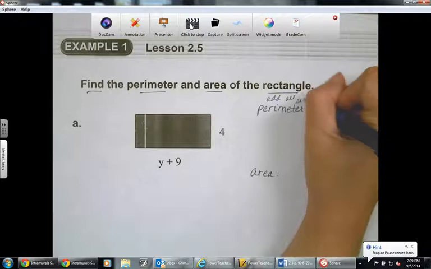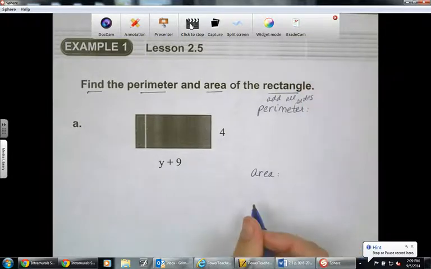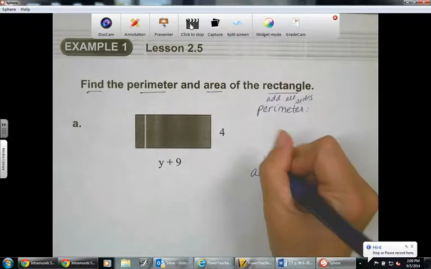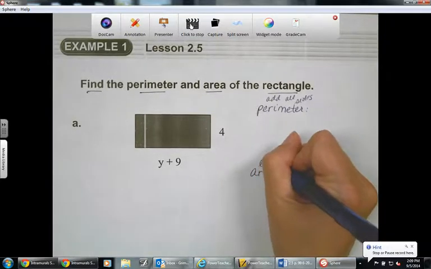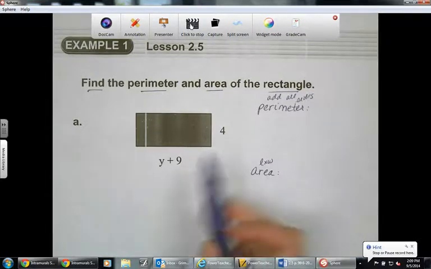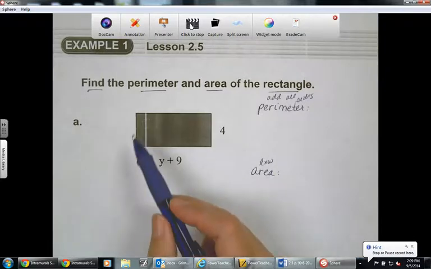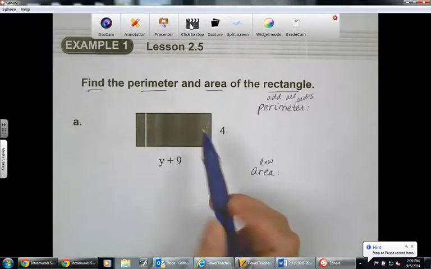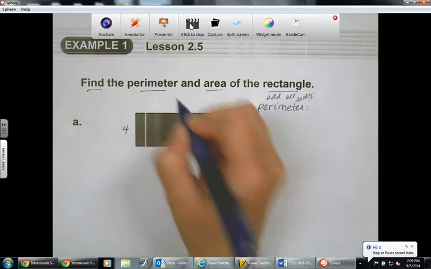And how do you find the area of rectangles? Aaliyah? Multiply the sides. So length times width or base times height, however you want to do that. Okay, so let me show you how this is related to what we just did. So if we have the perimeter, we have to add all the sides, right? And they haven't labeled all the sides. So if I label this a 4 and this a y plus 9, I've now labeled all 4 sides.